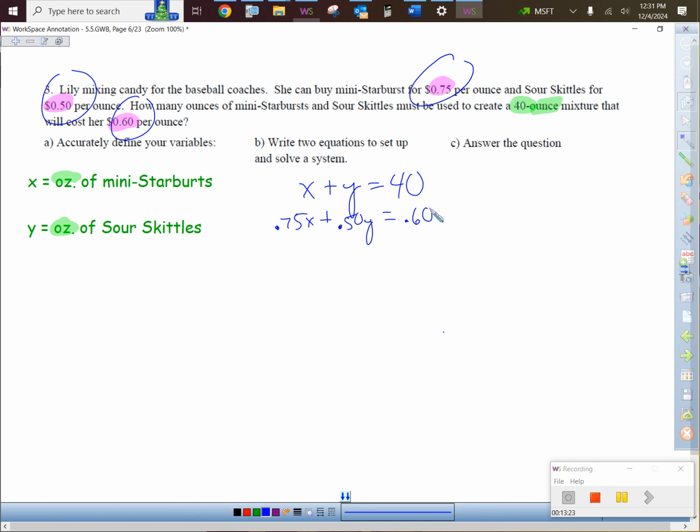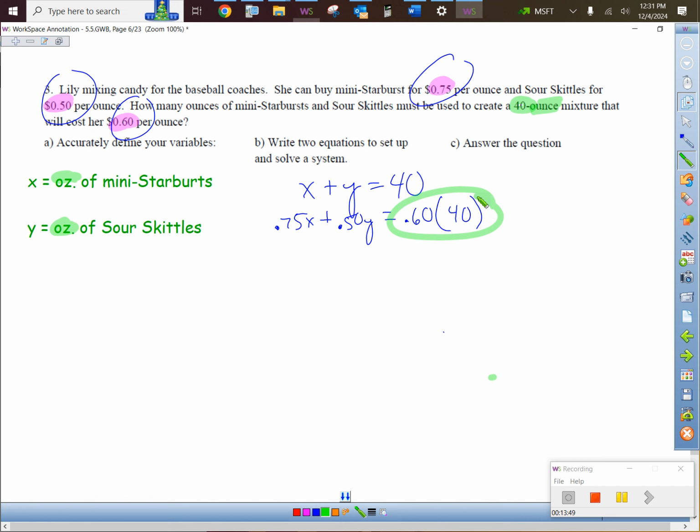That's all we need? Isn't it like per ounce? That's what she wants it to cost, 60 cents per ounce. So what do you have to do with that 60 cents? Take it times how many ounces we have. How many ounces of candy do we have? 40. Every time. Anytime they're mixing stuff together, that second equation, you've got to take your mixture number. Sometimes it's a percent, sometimes it's a price. Whatever it is, times the total, because it's 60 cents per ounce.